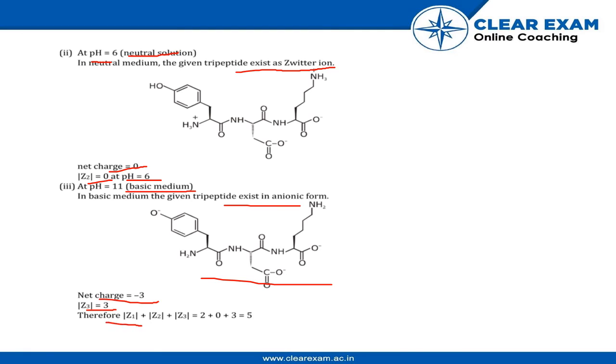Therefore |Z1| + |Z2| + |Z3| equals 2 + 0 + 3, which is equal to 5.